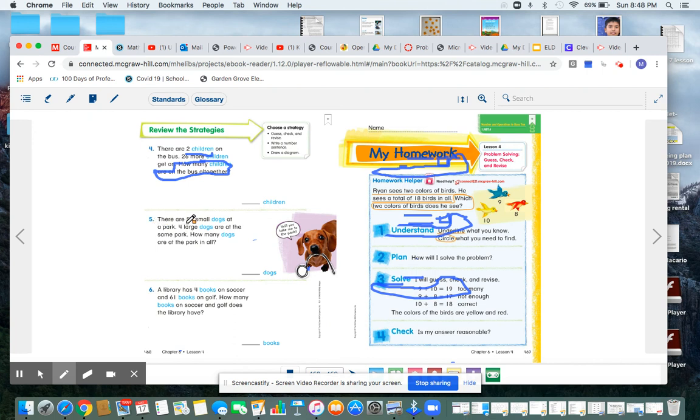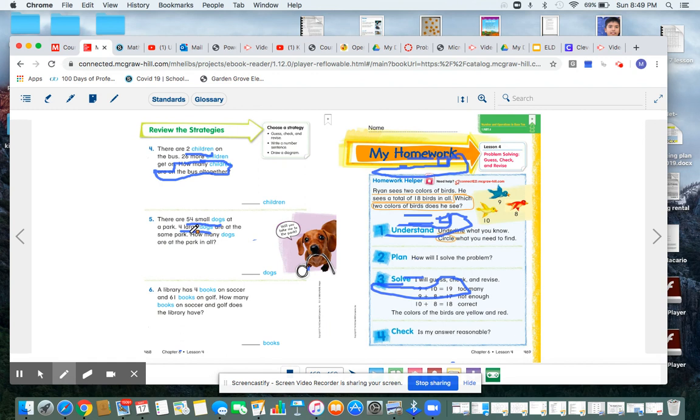Okay, let's go to number 5. There are 54 small dogs at the park. 4 large dogs are at the same park. How many dogs are at the park in all? So I'm going to read it one more time because that confused me. There are 54 small dogs at the park. 4 large dogs are at the same park. How many are at the park in all?